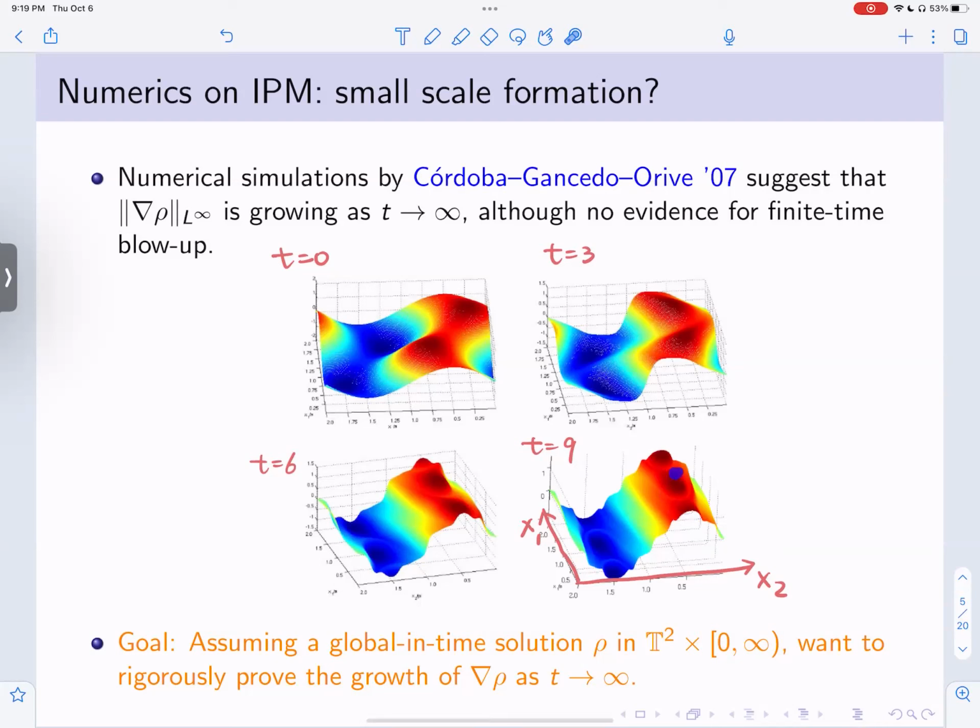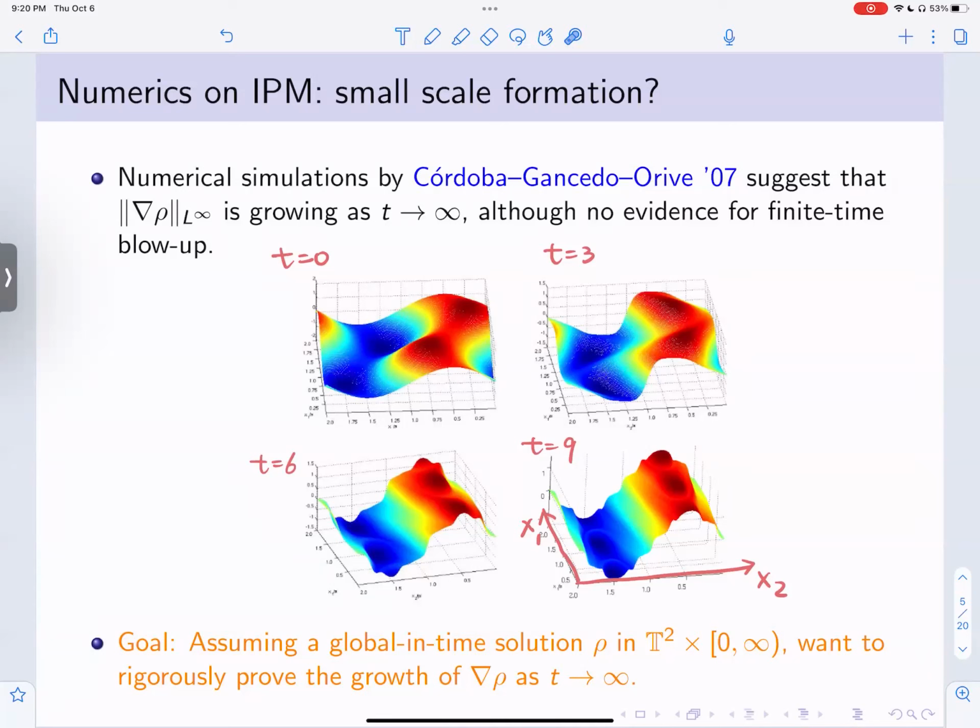Although at certain places the gradient of rho seems to be growing, they have also compared the solution against their blow-up criteria, and they don't think the solution is blowing up in finite time. Okay, so for us, we are not able to show whether there is global existence or finite time blow-up for generic smooth initial data. That seems to be still a very challenging question, out of reach.